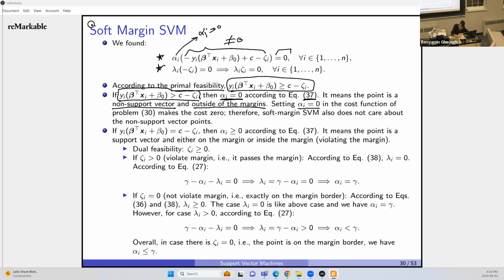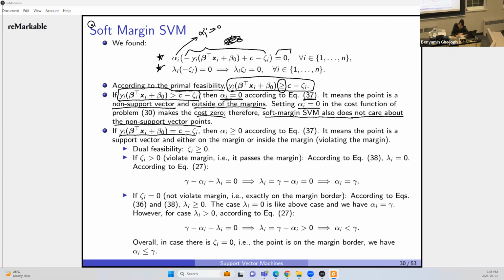Setting alpha i equal to zero in the cost function of problem 30, which was the dual optimization problem, makes the cost zero. Therefore, the soft margin SVM also does not care about the non-support vector points, only considers support vector points. Therefore, it's sparse, therefore it's good, and so on. Now, consider the case where this is exactly equal to c minus zeta i, because it was either greater than or equal to. We talked about the greater, now let's talk about equal to c minus zeta i.